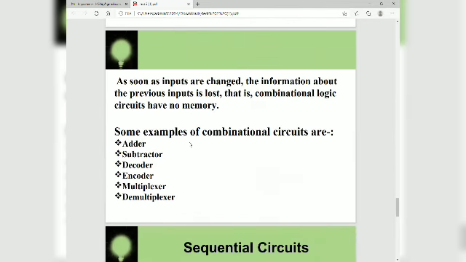As soon as inputs are changed, the information about the previous input is lost. That is, combinational logic circuits have no memory. Some examples of combinational logic circuits are adder, subtractor, decoder, encoder, multiplexer and demultiplexer.